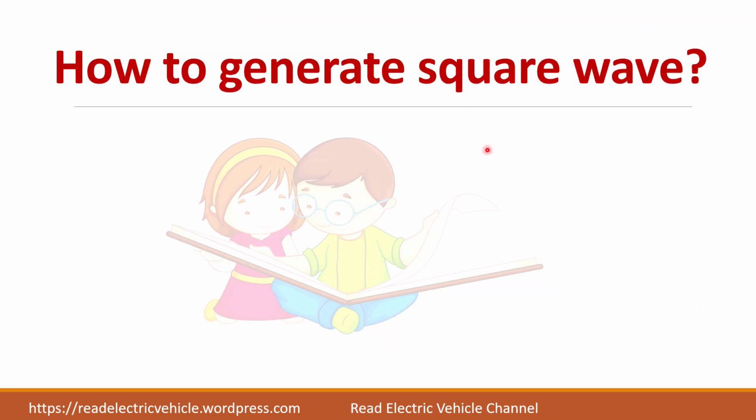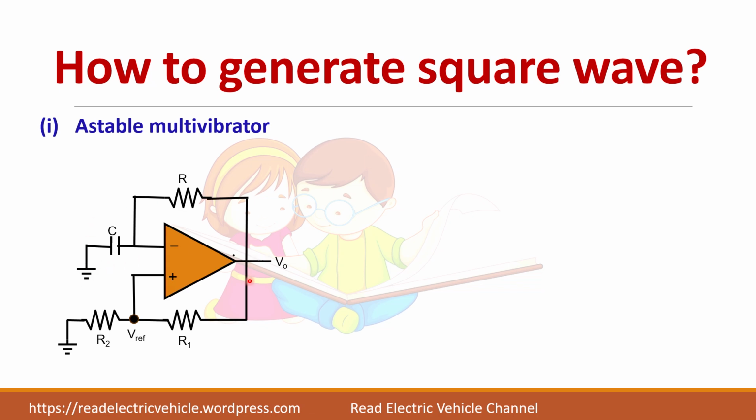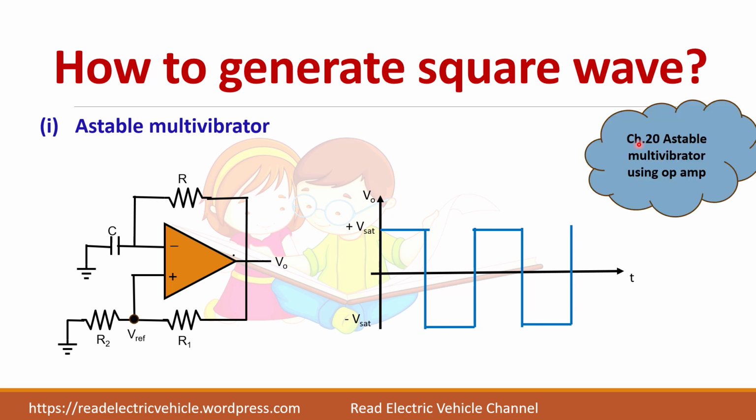So how to generate a square wave? There are different methods. One method is using Astable multivibrator, which is also called the square wave generator. This is the circuit diagram of Astable multivibrator, which we have already seen in chapter 20. Now this Astable multivibrator, without giving any triggering pulse, can produce a square wave automatically. So this can be used as a source of the square wave, and this can be integrated to get the triangular waveform. But here we have R and C components in the Astable multivibrator.